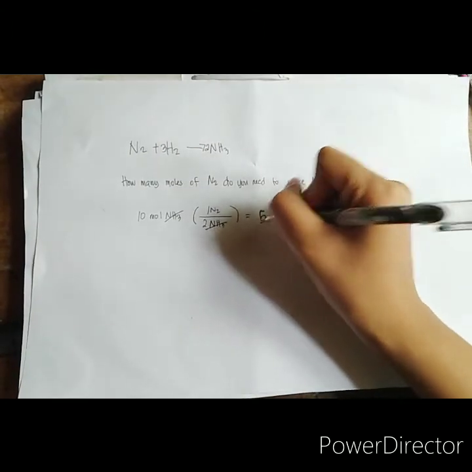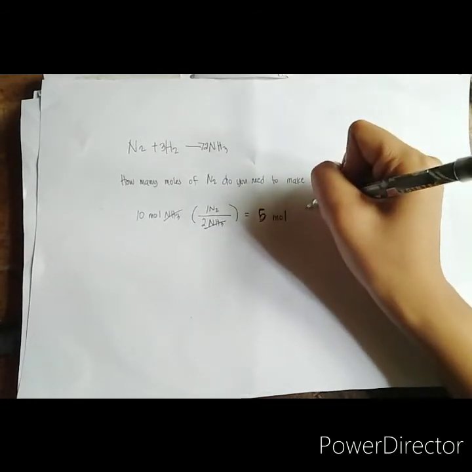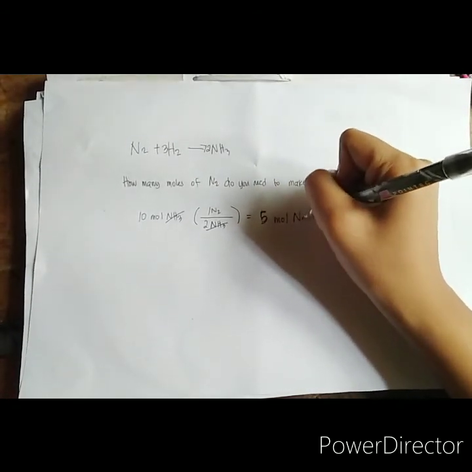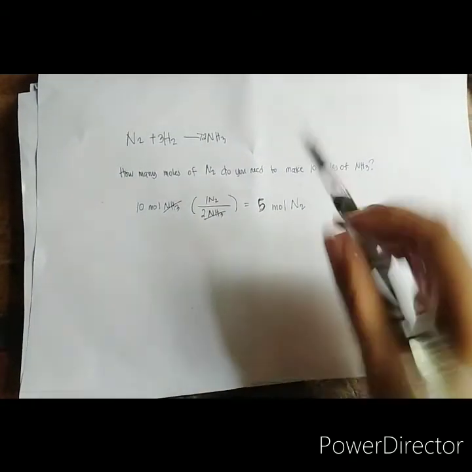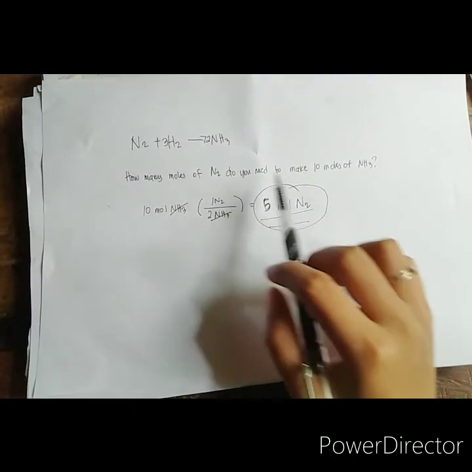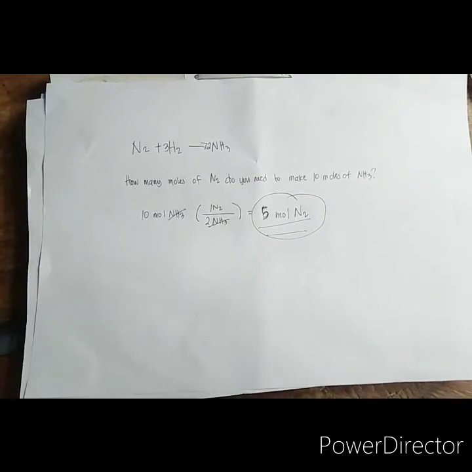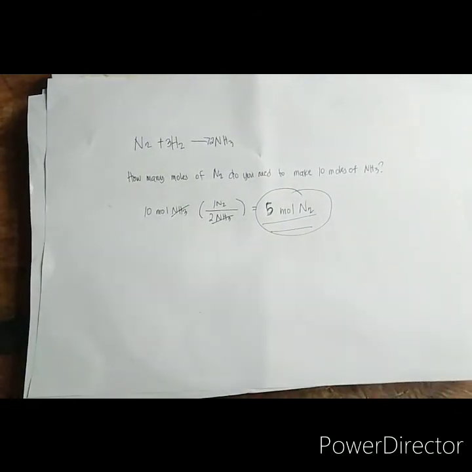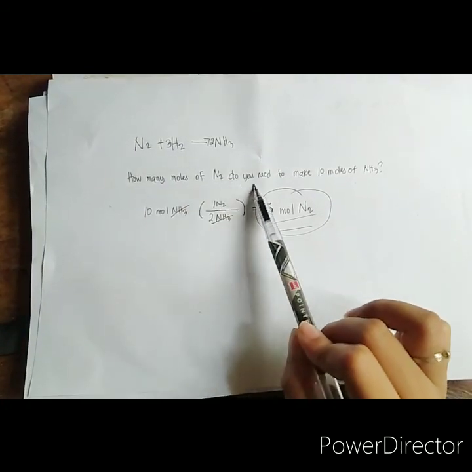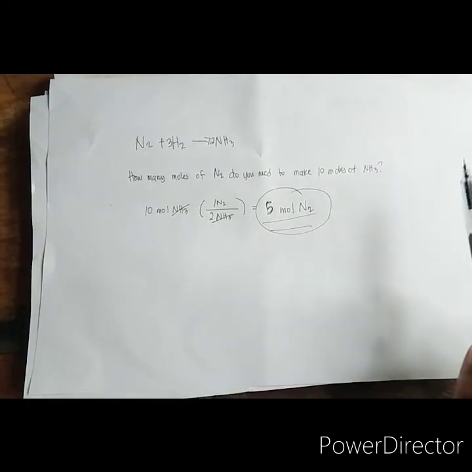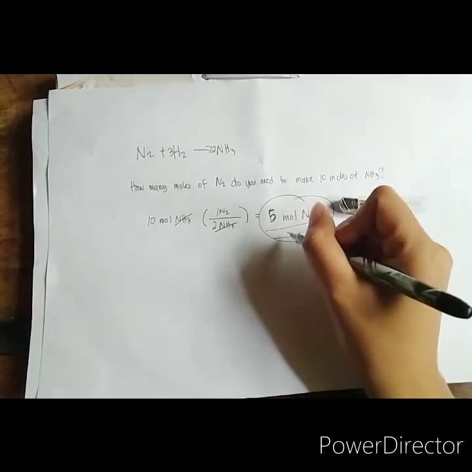So the final answer is 5 moles of N2. Therefore, there are 5 moles of N2 that we need to make 10 moles of ammonia. So, that's all. The question about how many moles of N2 do you need to make 10 moles of NH3 answers 5 moles of N2. So, that could be the answer.